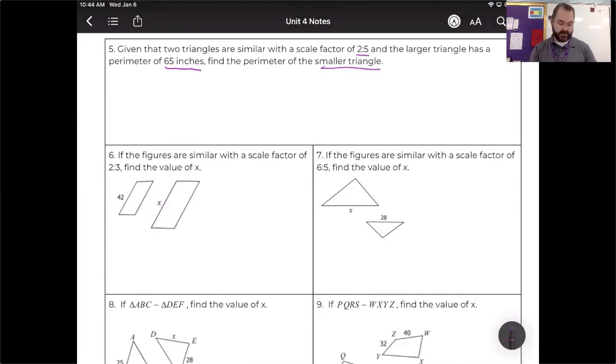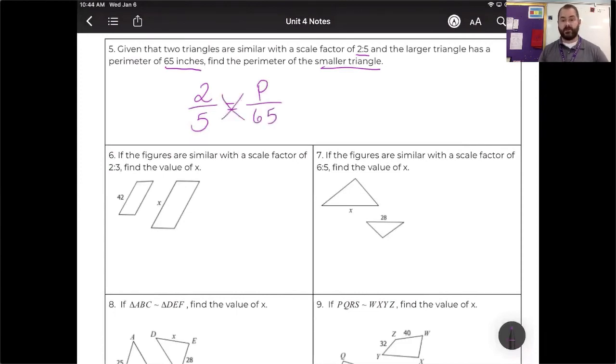All right, we're again going to set up that scale factor as a fraction, 2/5. And then the other side of our proportion is small perimeter over large perimeter. Well, this small perimeter is what I'm looking for, so that's where my variable goes this time. And the large perimeter they give me is 65.